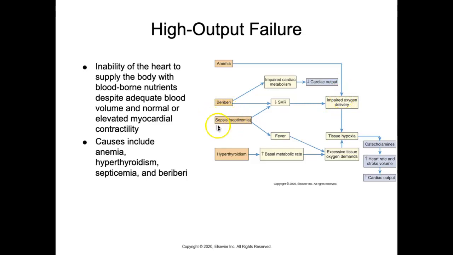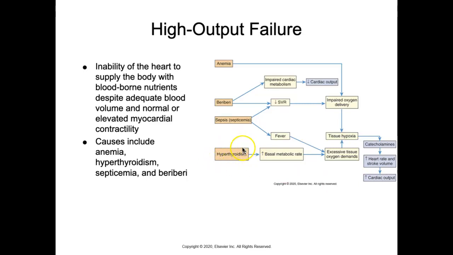The other cause, sepsis, is going to cause systemic vasodilation, which then is going to decrease our systemic vascular resistance, just like in beriberi. And we're also going to get a fever that develops. So we know this pathway here, but with the fever, we can get greater demands from the tissues for oxygen, and that leads to tissue hypoxia, which can cause a release of our catecholamines, increasing our heart rate and stroke volume, and increase in cardiac output. So our body is trying to keep up with the demands with it, but eventually it is going to run out of fuel, let's say.